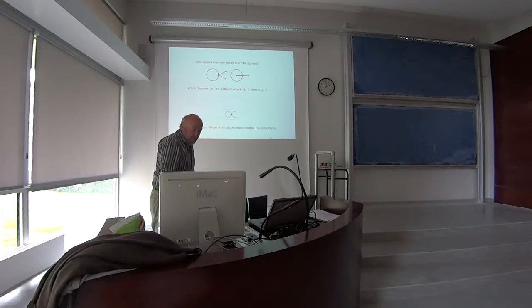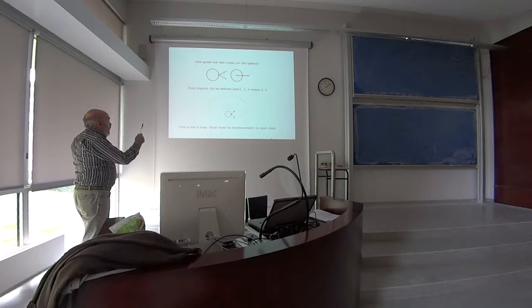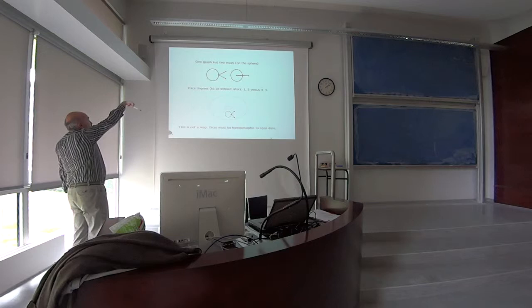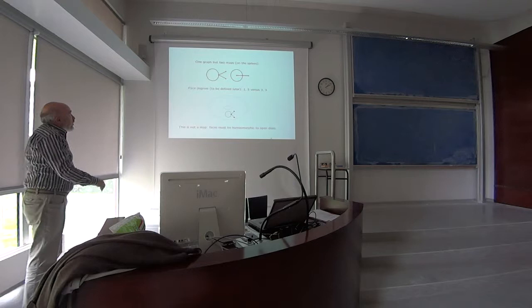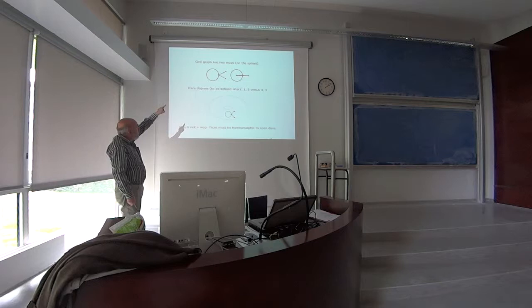For example, on the upper level, there is the same graph, but two different maps. We must take care: these maps are drawn not on the plane, but on the sphere. So there are two faces, the inside and the outside, the outer face and the inner face. They are not specially distinguished, but if we consider the degrees, which I will define later, on the left the degrees are 1 and 5, on the right 3 and 3.